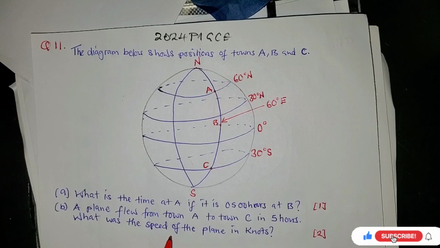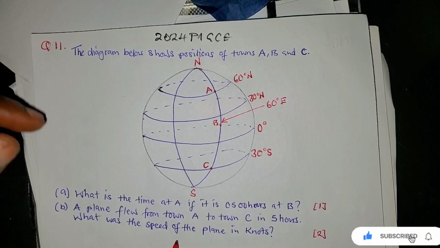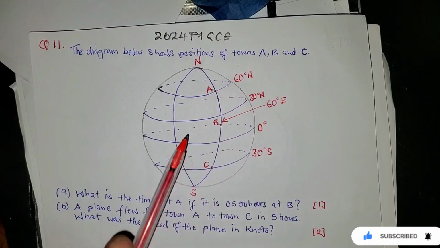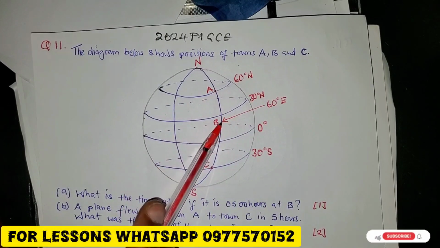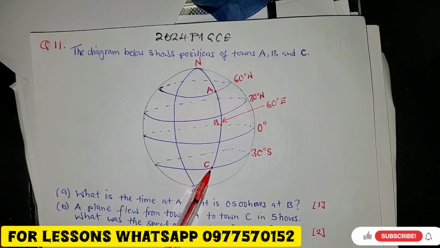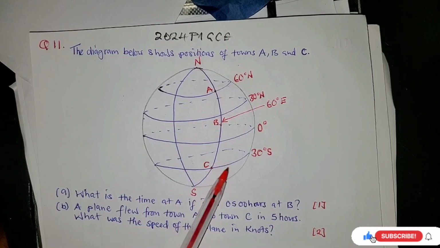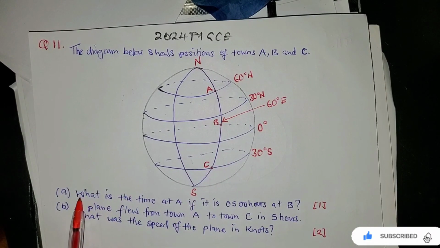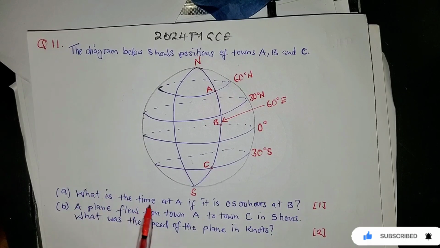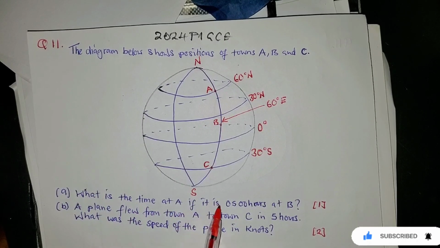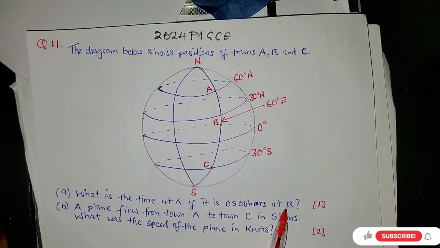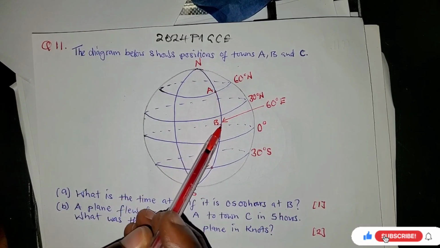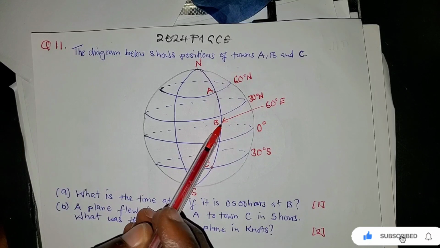Let's get started. This is question 11. The diagram below shows the positions of towns A, B, and C. As you can see here, A, B, and C. Then they're asking us what is the time at A if it is 05 hours at B. What is the time here at A if here at B it is 05 hours?